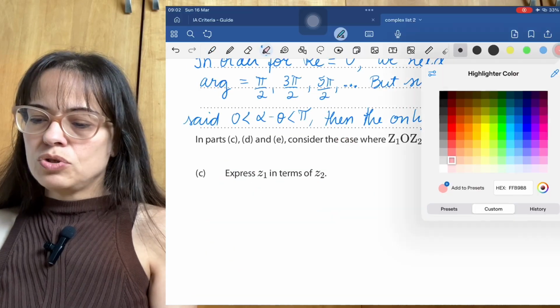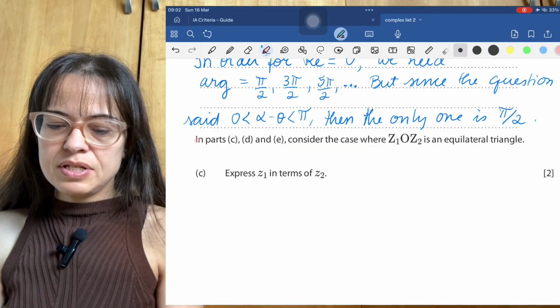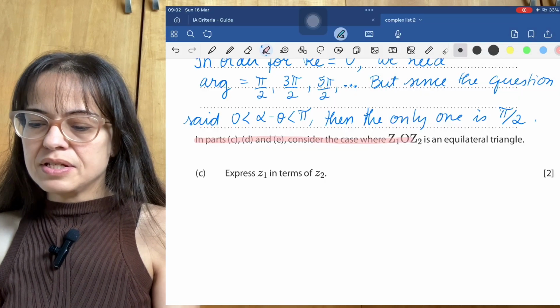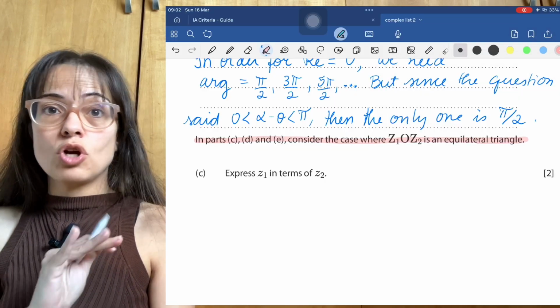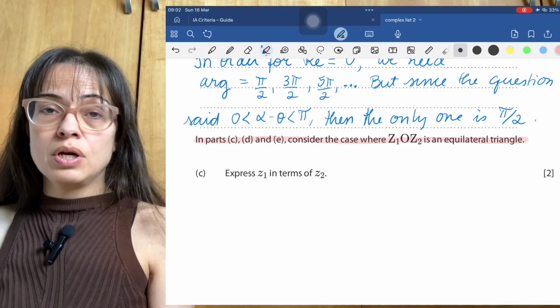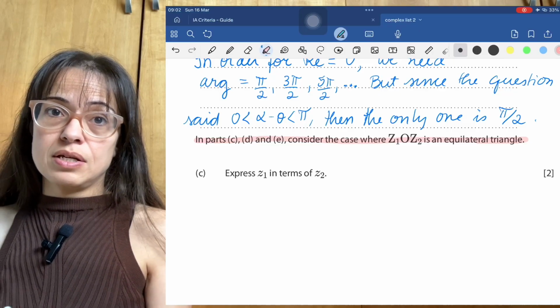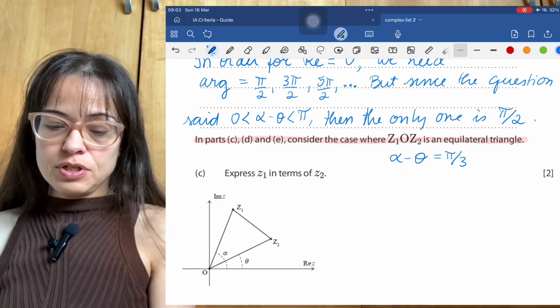Okay, so now he wants us to do something completely different. In parts C, D, and E, consider the case where it is an equilateral triangle. So we're not going to use this pi over 2 anymore. Now we're going to use pi over 3 instead. Express Z1 in terms of Z2.